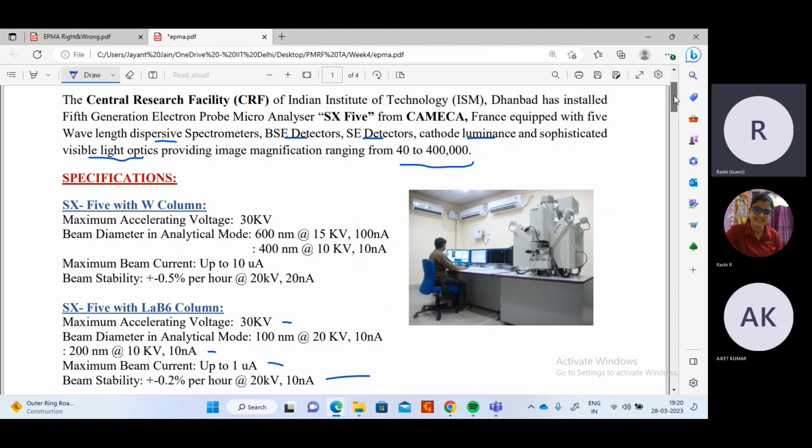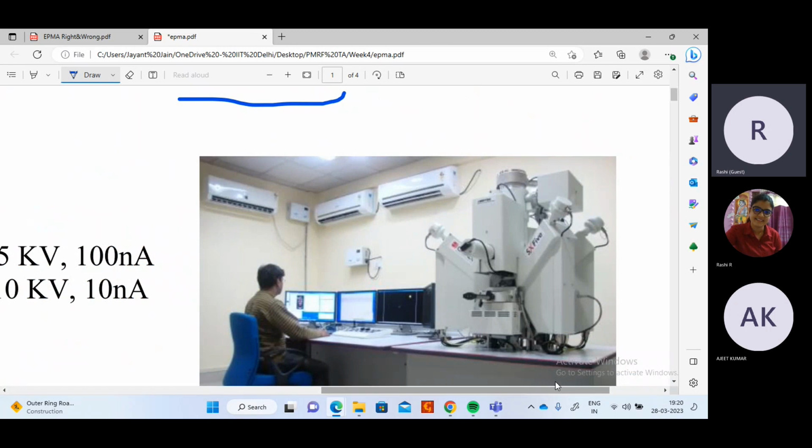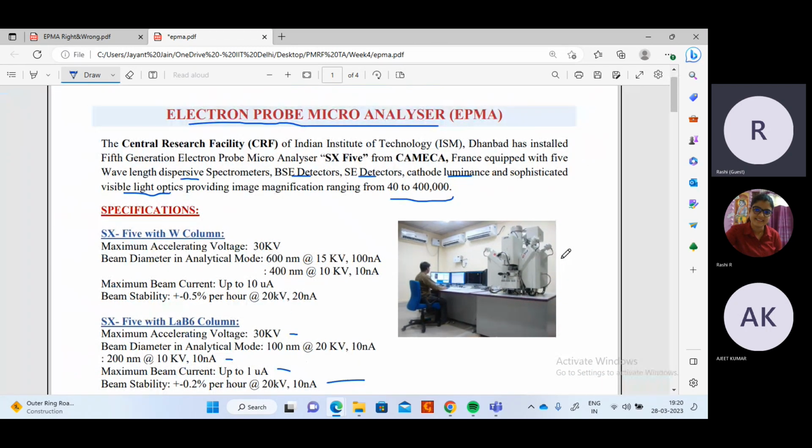Next, this is the facility that we have in our place also. This is the instrument that is present in ISM Dhanbad, and even in IIT Delhi as well. The specifications you can see; the main thing that I was interested in showing is this image. But then I have to show from where I got it, so that's why I thought I'll put the complete PDF here.